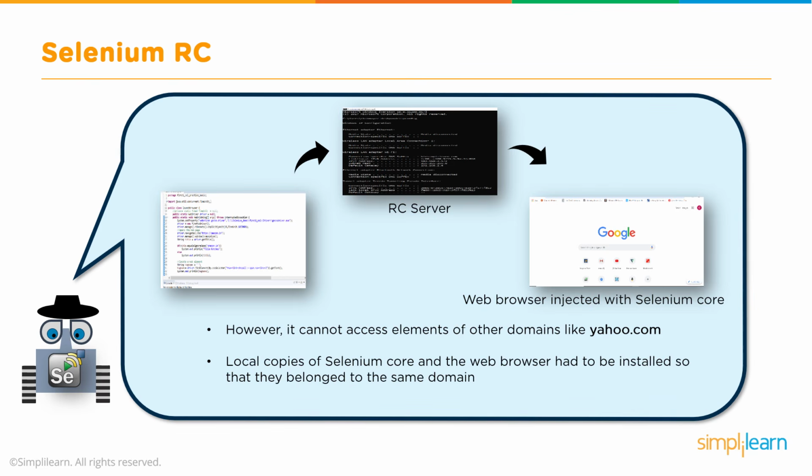So any elements from this can be accessible through your test scripts. However, nothing outside the domain of say google.com in this case was accessible. Say for example, if your test scripts wanted to access something from yahoo.com, this was not possible. And this is due to the security reasons, obviously. Now to overcome that, the testers had to install the Selenium core and the web server, which contained your web application under test, on the same machine. And imagine if you have to do this for every machine which is under test. This is not going to be feasible or even effective all the time.